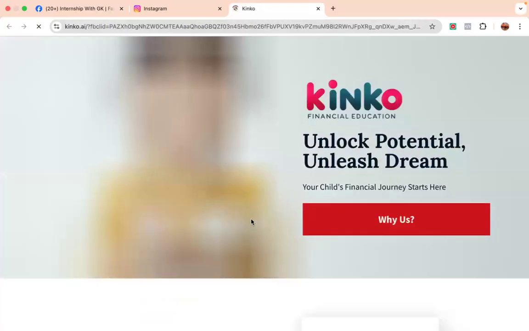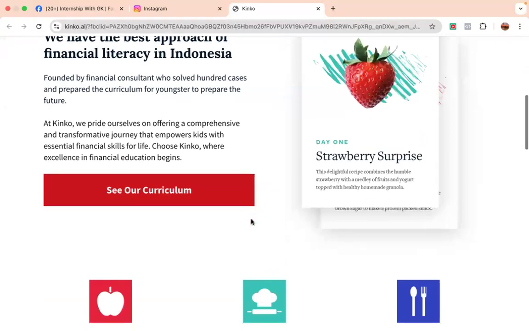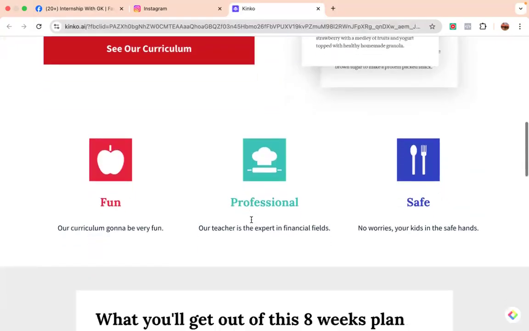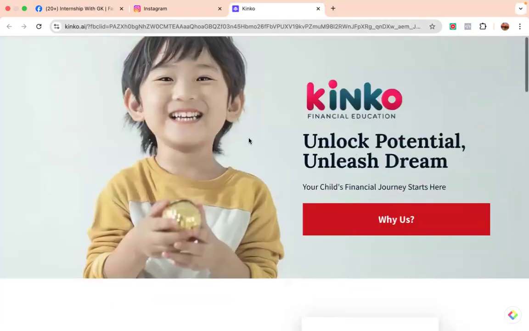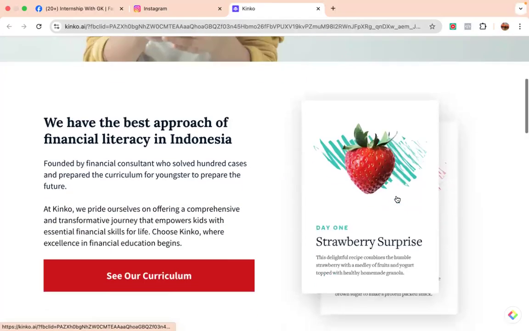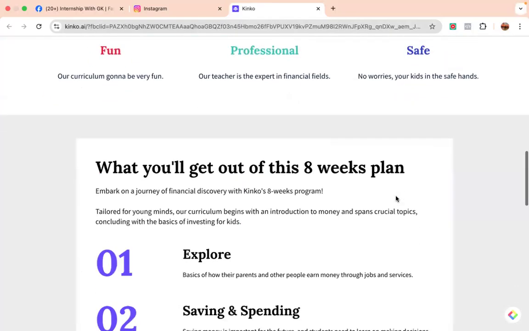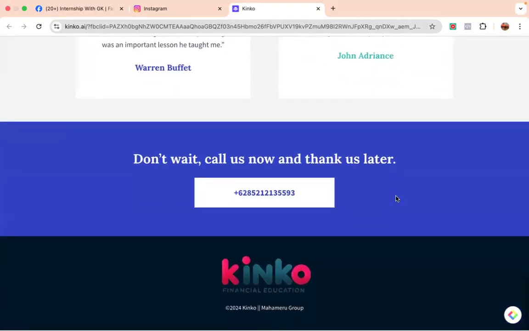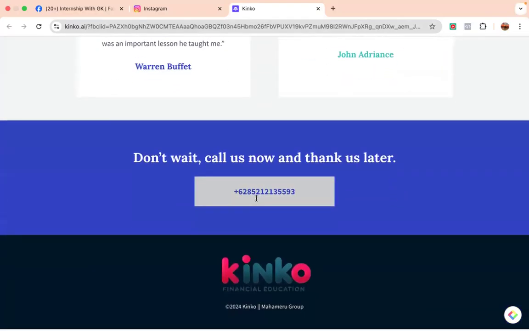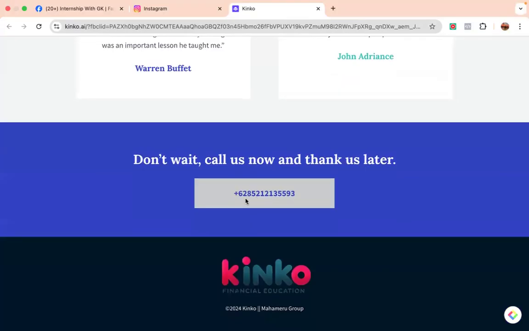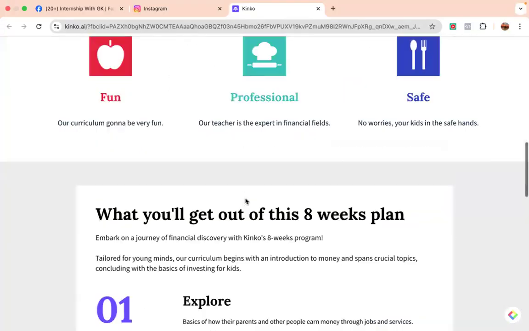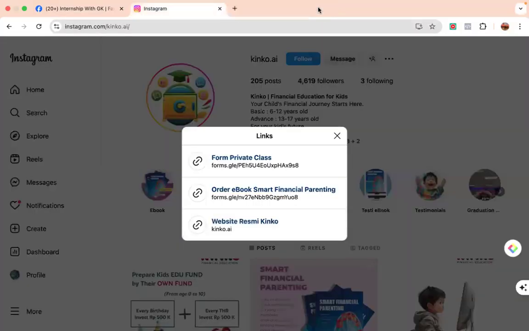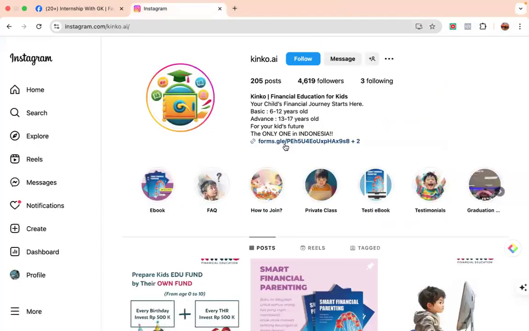What other things can I do? I can go to their website. Let's look at it. And here is their website. As we can see, no CTA. This is the information: the curriculum, what you'll get out of this, some information, and a final CTA, a call to action, of calling them. That's all, right? So these are a few details which they are providing through this link.